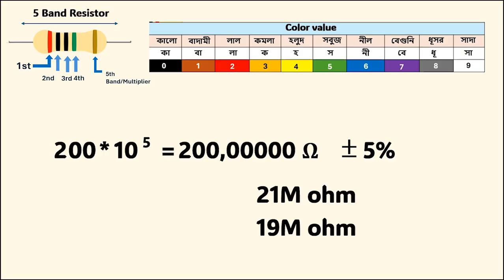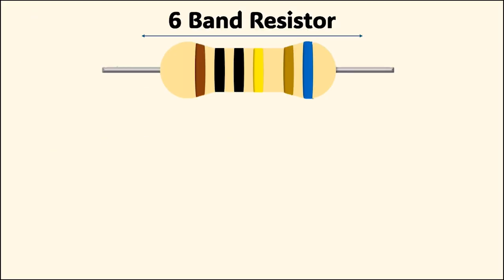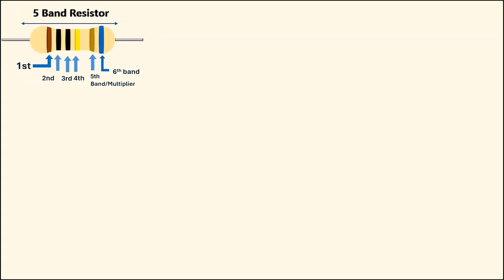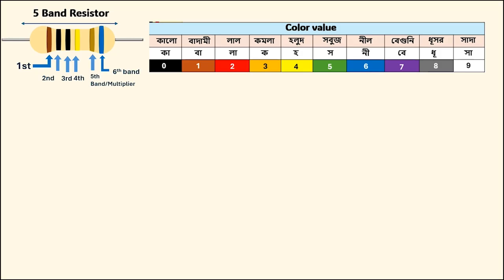Now we will see how to determine the color code of a 6-band resistor. On the screen we can see a resistor. But after the tolerance band of this resistor we can see another blue band. It is called the number 6 band, or temperature coefficient, the unit of which is ppm per degree Celsius, that is, parts per million per degree Celsius.